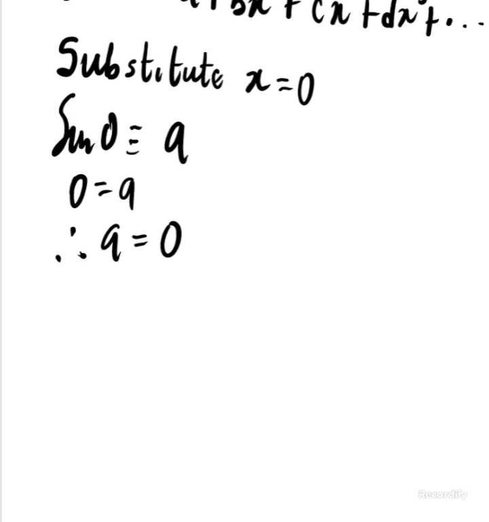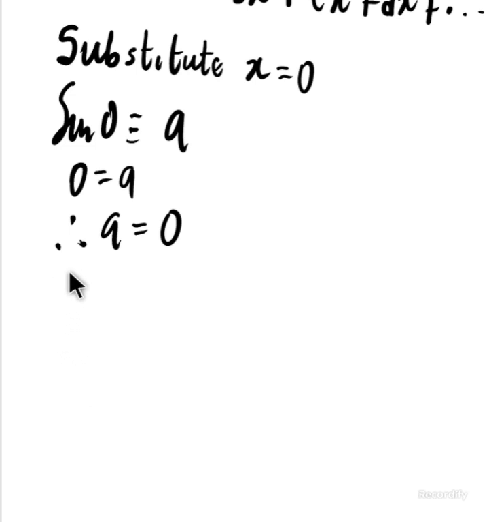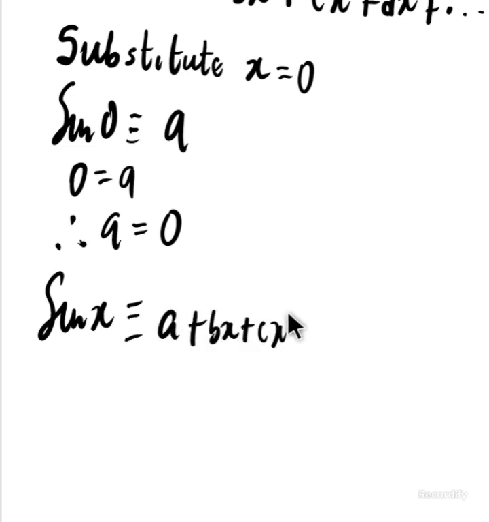Oh, that's beautiful. Since a equals 0, what will b be now? Don't forget we have sine x equivalent to a plus bx plus cx squared plus dx cubed plus dot dot dot. We have gotten a to be 0. But if you substitute x equals 0, everything here returns to 0, and a is already 0, so everything is 0. That means sine 0 equivalent to 0. And we are looking for b, so we cannot do what we just did here.